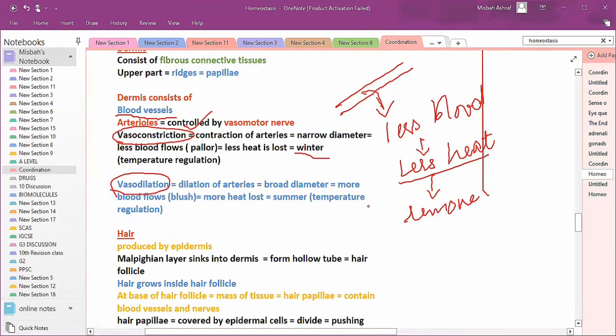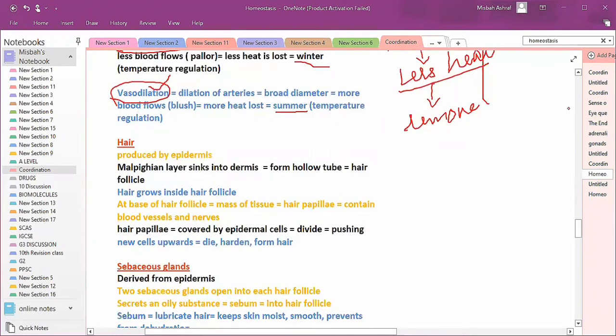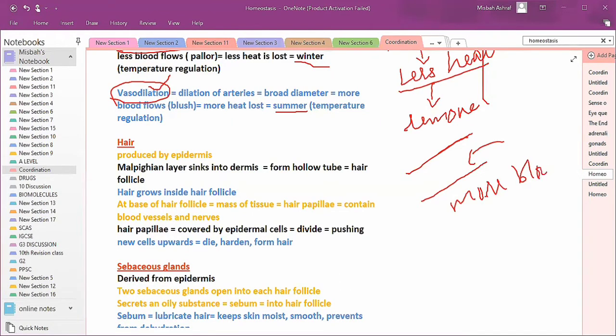This vasoconstriction occurs in winter, in which blood vessels constrict, they become narrow, less blood flows and less heat is dissipated from the body. Opposite occurs in summer, that is the vasodilation. In vasodilation, opposite happens, blood vessels become wider, they relax, and more blood flows into these blood vessels. More blood flows, more heat is carried to this part. As these are closer to the skin, so more heat is removed from the body.